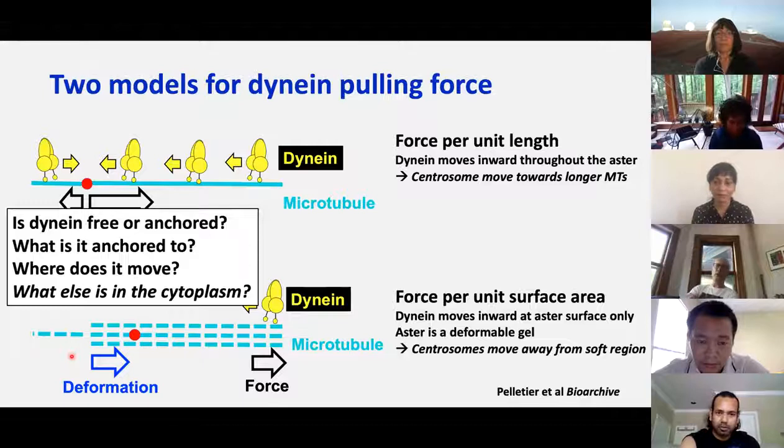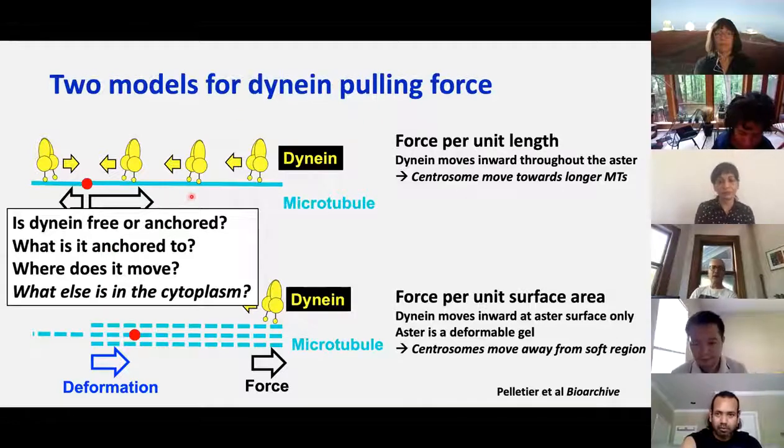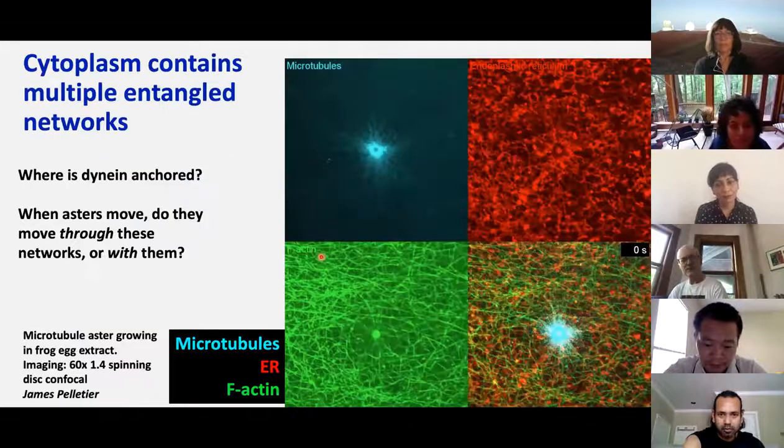But looking at both these models, of course, there are many questions. Is this dynein free? Is it just by itself, or is it anchored to something? Dynein normally transports organelles, so that would be an obvious candidate. What is it anchored to? Where does it move? Does it move throughout, as shown here? And also, what else is in the cytoplasm? All these models draw dynein and microtubules, but we know that cytoplasm is more complicated.